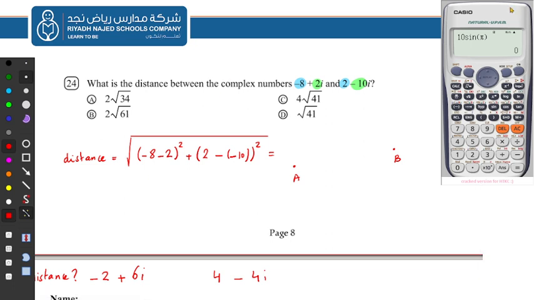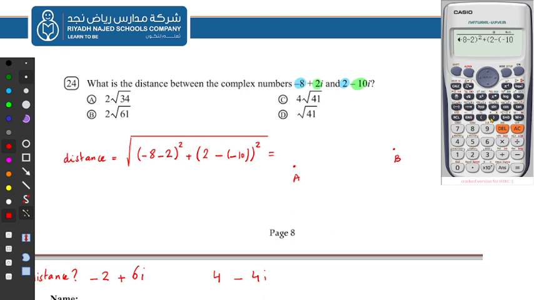So here, square root of the difference between the real parts, the difference between the first numbers, -8 minus 2 squared, then plus the difference between the second numbers, 2 minus, and the second number is -10.